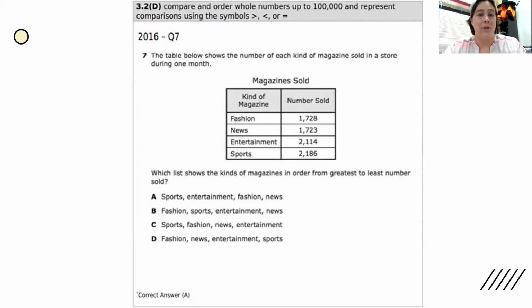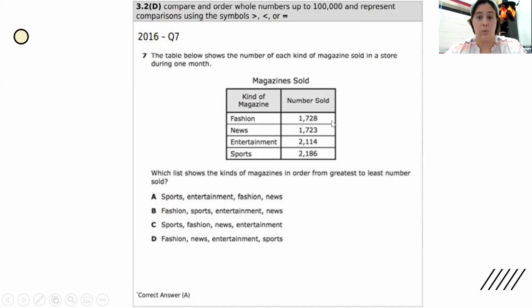So for this question, the table below shows the number of each kind of magazine sold in a store during 1 month. As you can see here, we have the title of magazine sold, the types of magazines on the left side of the column, and then the number of those magazines sold on the right side. So we have fashion, news, entertainment, and sports, and the numbers that go to each one.